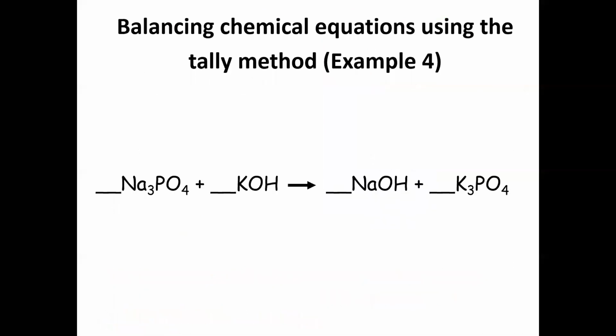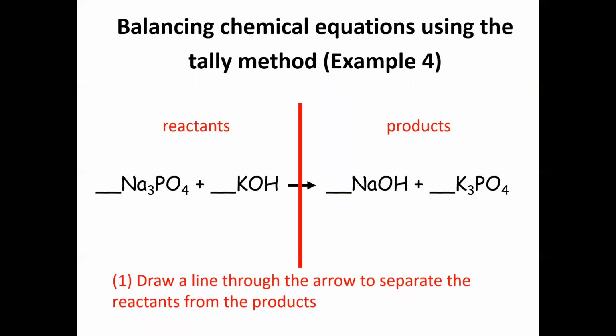This one, again, is more difficult. So again, you've got your reactants, you've got your products. Now, again, you draw your line through the arrow to separate the reactants from the products. Now, I'm going to point something out to you now. Never, ever try to start balancing an equation by using an element that appears in more than one formula on the same side of the equation.